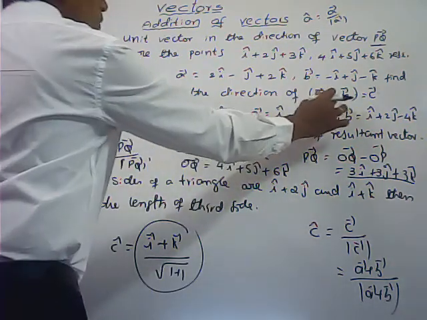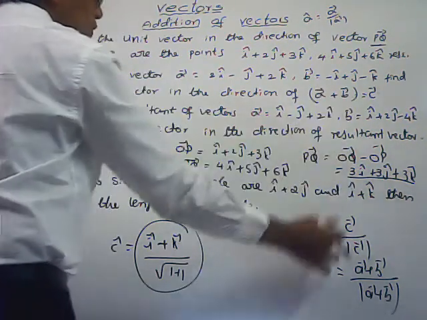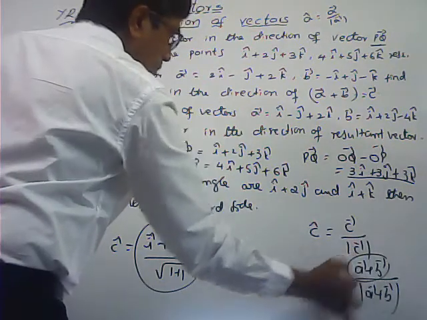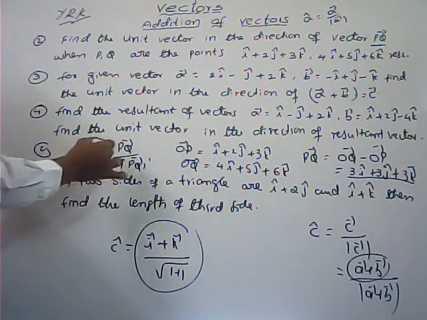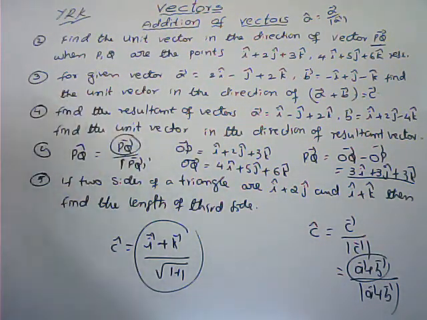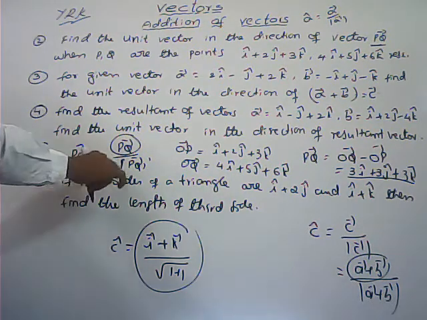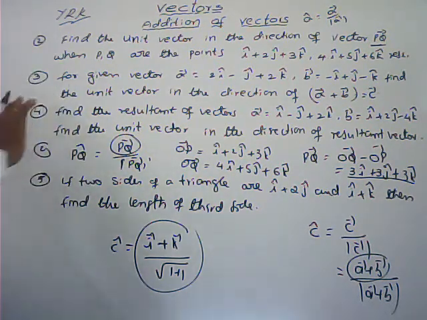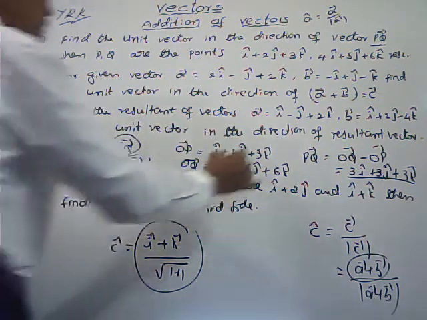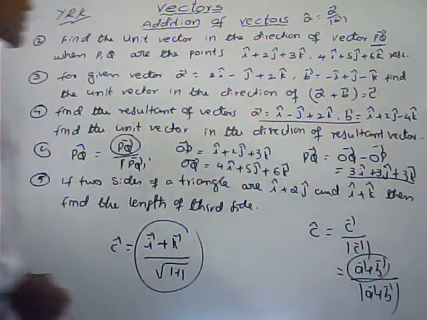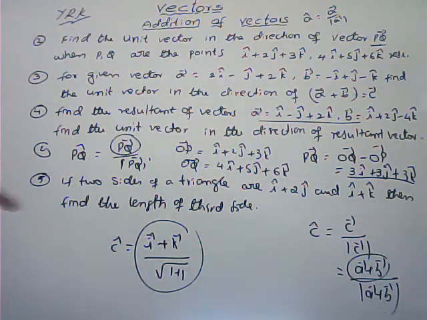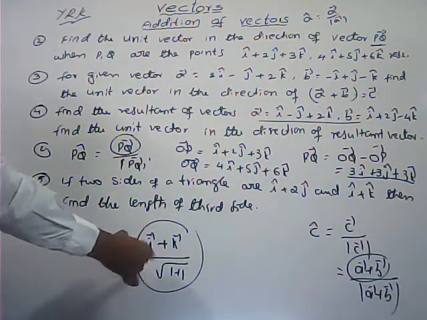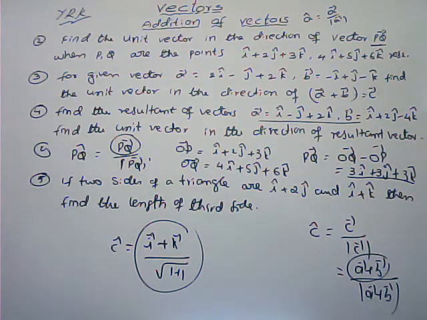A bar plus B bar, that vector upon its magnitude. Here also I have written the same thing: the unit vector in the direction of PQ bar, that vector upon its modulus. Everywhere the same thing. Find the unit vector in the direction of a resultant vector. Resultant vector means A bar plus B bar. First write down A bar plus B bar, and that should be divided by its modulus.